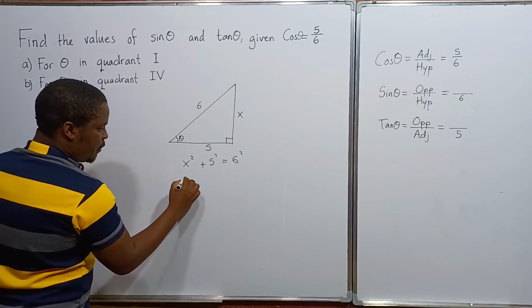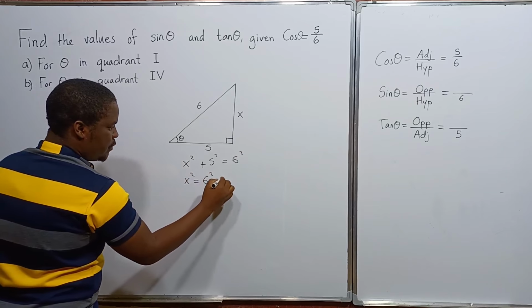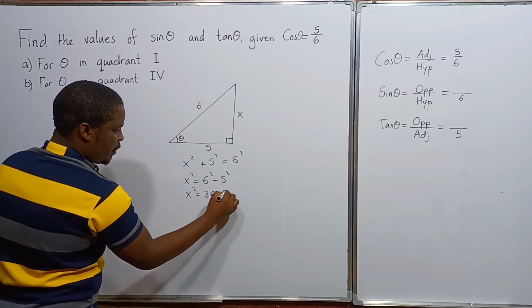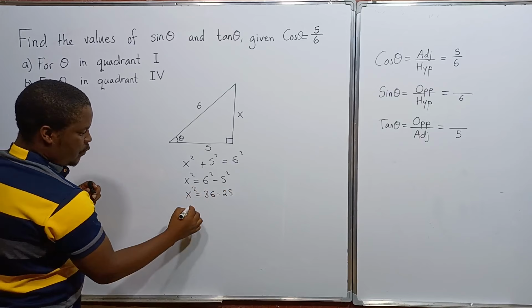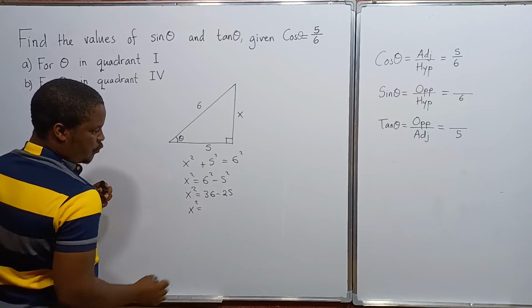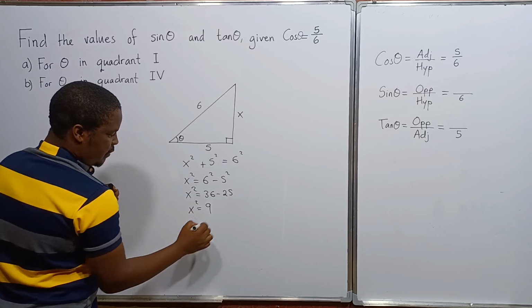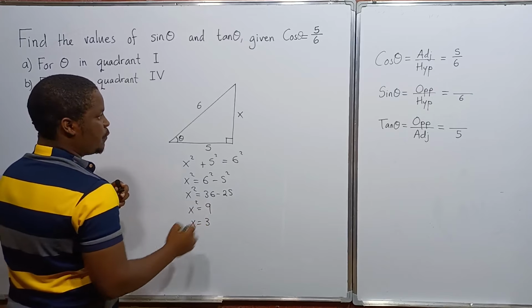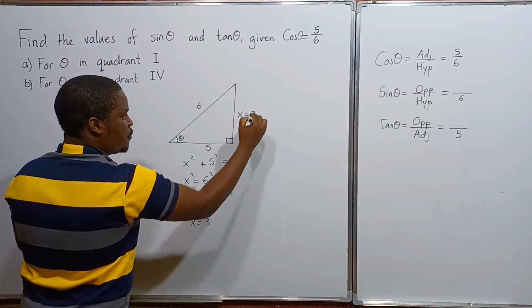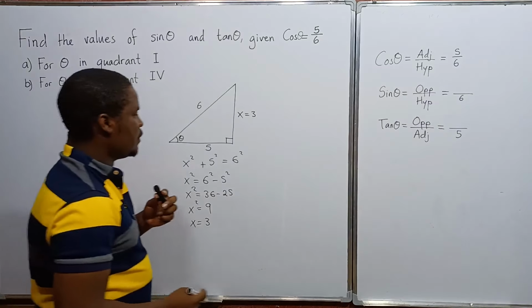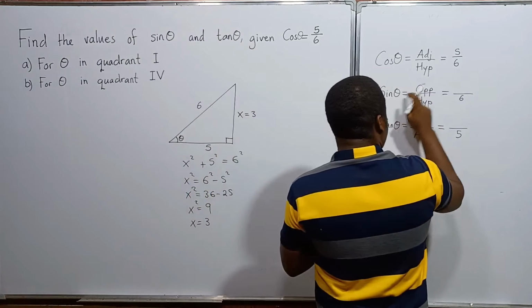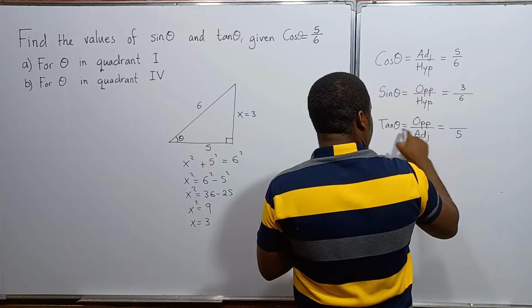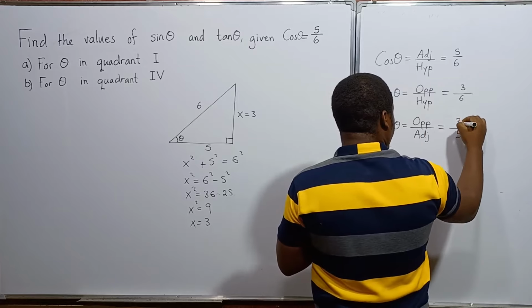So this should give us x squared is equal to 6 squared minus 5 squared. So x squared is 36 minus 25, which gives us 9. Hence, the value of x is simply equal to 3. So our opposite is 3. That means sine is opposite over hypotenuse, hence we have a 3. Then tan is opposite over adjacent, so we'll put a 3 there.